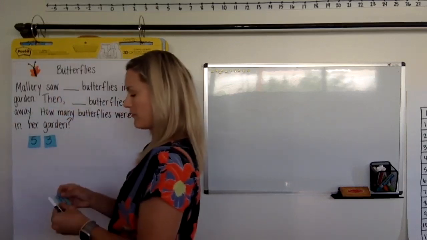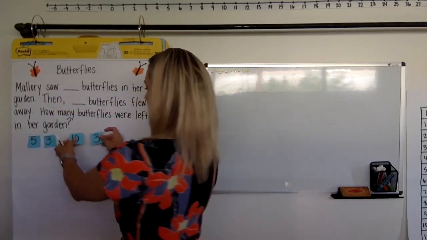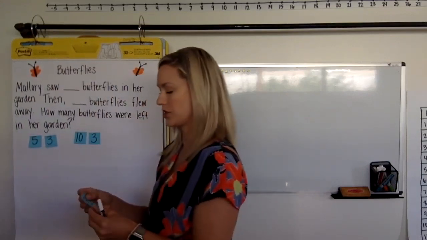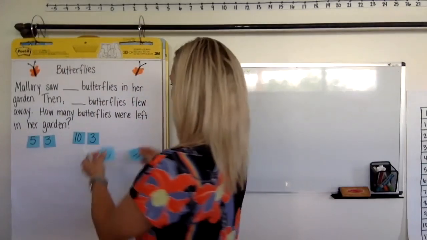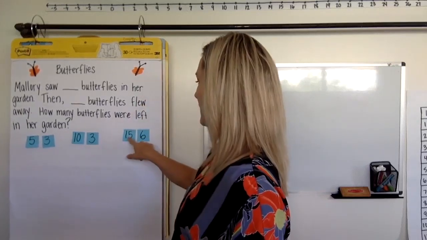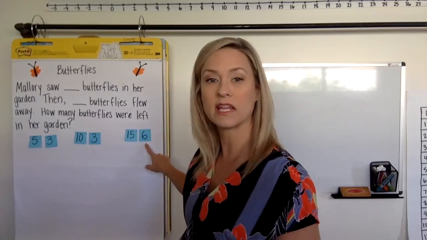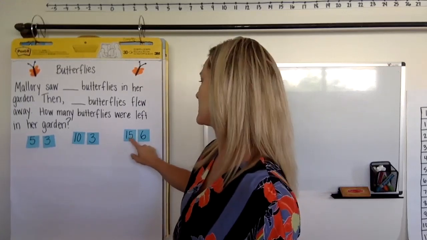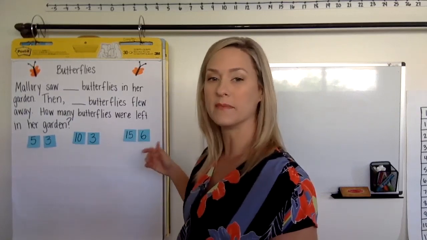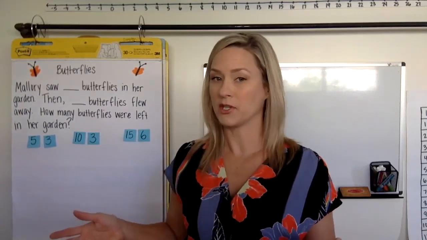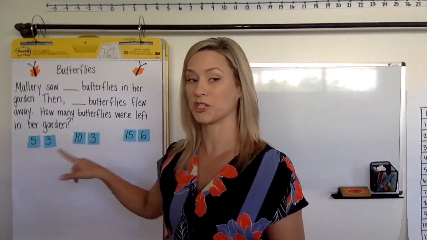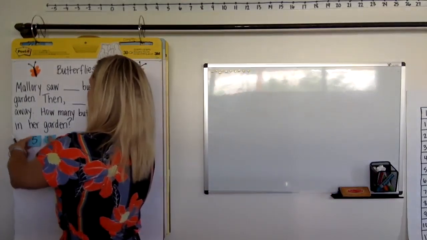Maybe your child might want to choose 10 and 3. Or this one would be a challenge, 15 and 6. And when I thought about 15 and 6, I was really thinking about some kids might do 15 minus 5 is 10, minus 1 more would make 9. So maybe your child may approach that problem in that way. But anyway, I'm going to choose the first set, 5 and 3.